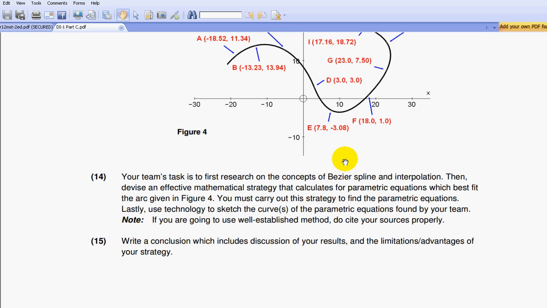And another thing is that you probably have seen the word B-spline instead of Bezier spline. Now, B-spline is not the same as Bezier spline. They are quite different, although they are related. So focus on Bezier alone. Don't look at B-spline or Bernstein polynomials. You can understand and try that, but just focus on getting these questions done.